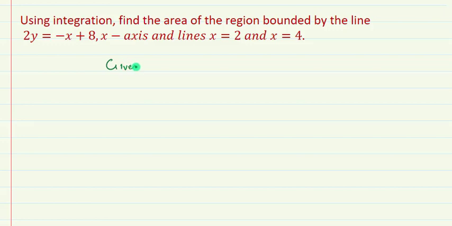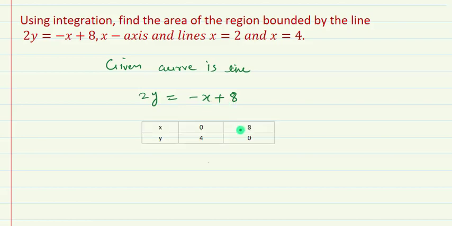To draw the line, let us draw a table for the given line, 2y = -x + 8. So let me draw the table to draw the line exactly on the coordinate axis. So this is the table. Here I have taken the simplest values for the given line: for x = 0 I calculated y, and for y = 0 I have calculated x. Now let us draw the line on the coordinate axis.